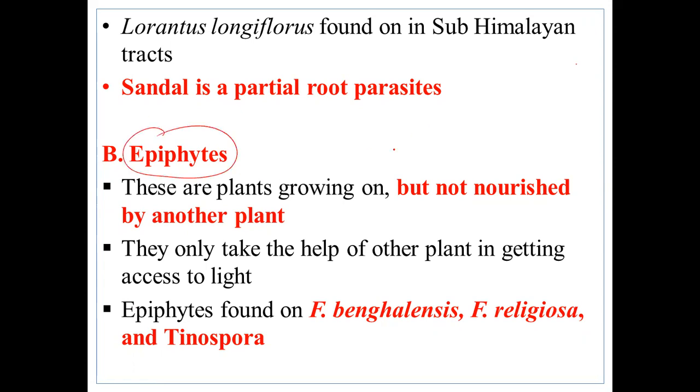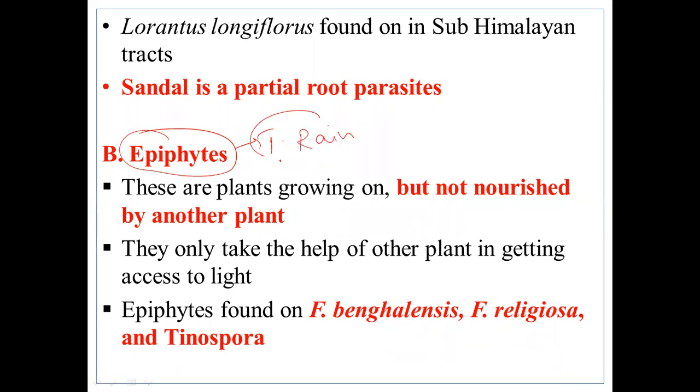Epiphytes are plants which grow on another plant, but they are not nourished by the other plant. They mainly take support and grow. They only take the help of the other plants for getting light and everything. We generally know epiphytes on Ficus bengalensis, Ficus religiosa, and some of the major plants; these are the examples. Also, epiphytes are majorly found in the tropical rainforest. That is the one thing.